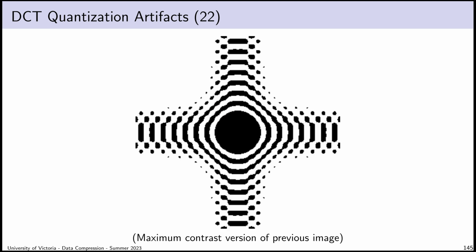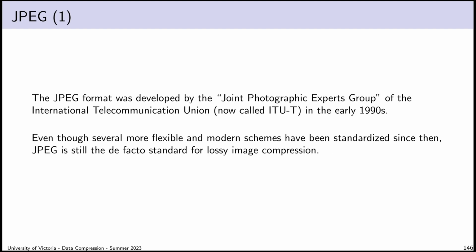If I max out the contrast, you can sort of see the pattern. Over time, the diagonal directions have less artifacts, but there are still artifacts radiating away from the center in all directions. Okay, so that's the artifacting situation. Now let's talk about JPEG.